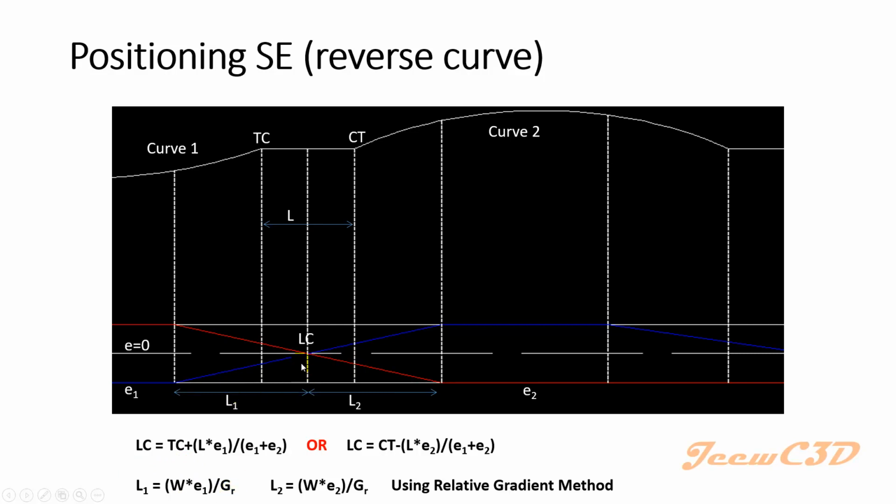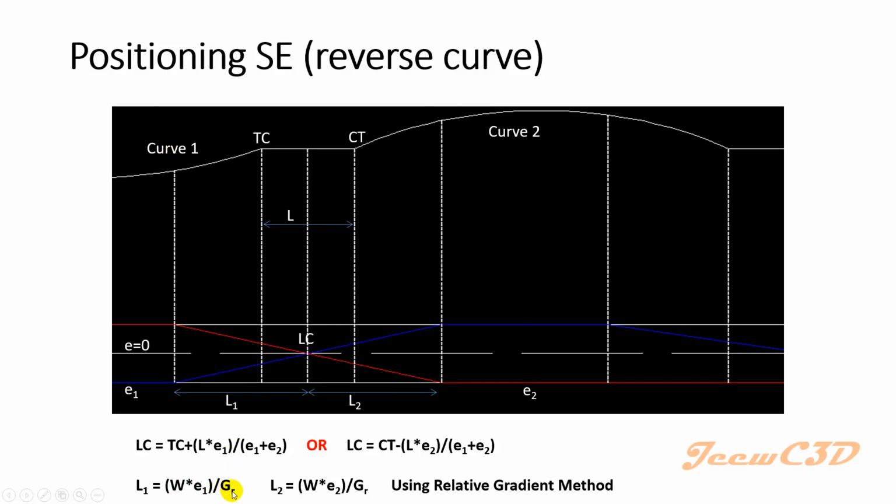After finding this level crown, you have to get the next point, or find the point where the superelevation changes in curve 1. From this point it is going downward up to the superelevation of the other side, because the right side superelevation becomes minus on the other curve. So from this point it will change and come to this point. So this length would be L1. L1 equals W, meaning the lane width plus hard shoulder width, and E1 would be the superelevation of this curve, and the GR, the relative gradient.